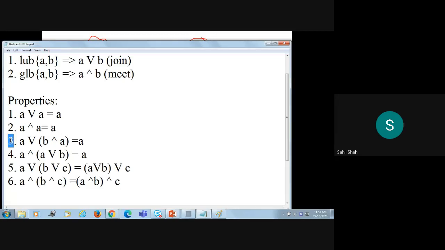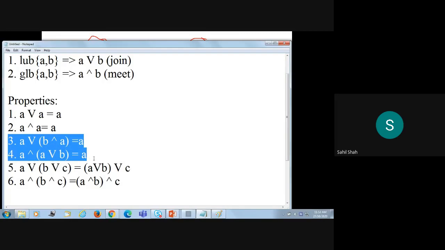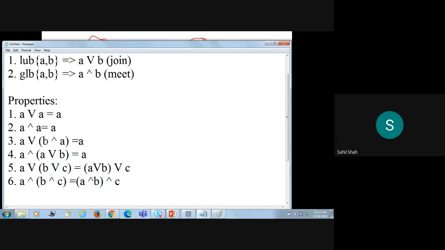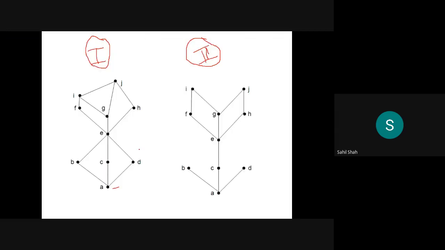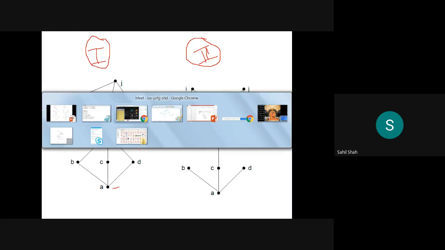Out of these, properties number 3 and 4 represent the law of absorption. This B is absorbed by A. You can observe. Should we proceed? Yes.